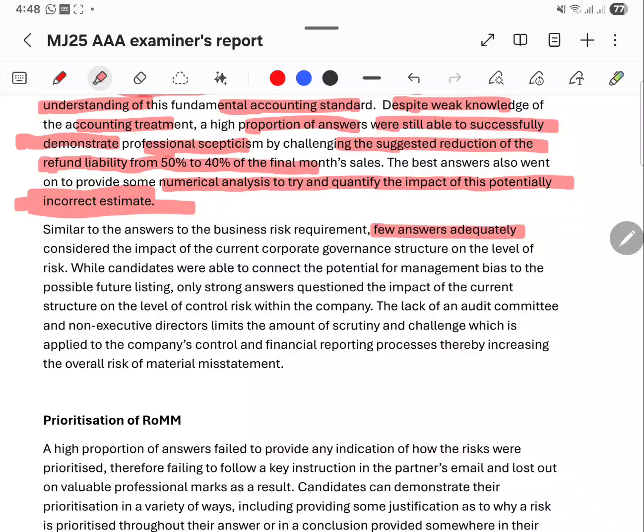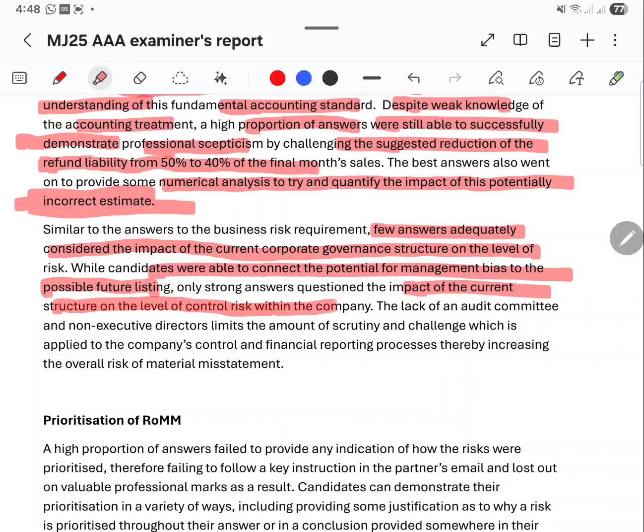Few answers adequately considered the impact of the current corporate governance structure on the level of risk. While candidates were able to connect the potential for management bias to the possible future listing, only strong answers questioned the impact of the current structure on the level of control risk within the company: the lack of an audit committee and non-executive directors, the amount of scrutiny and challenge which is applied to the company's control and financial reporting processes, and thereby the overall risk of material misstatement.